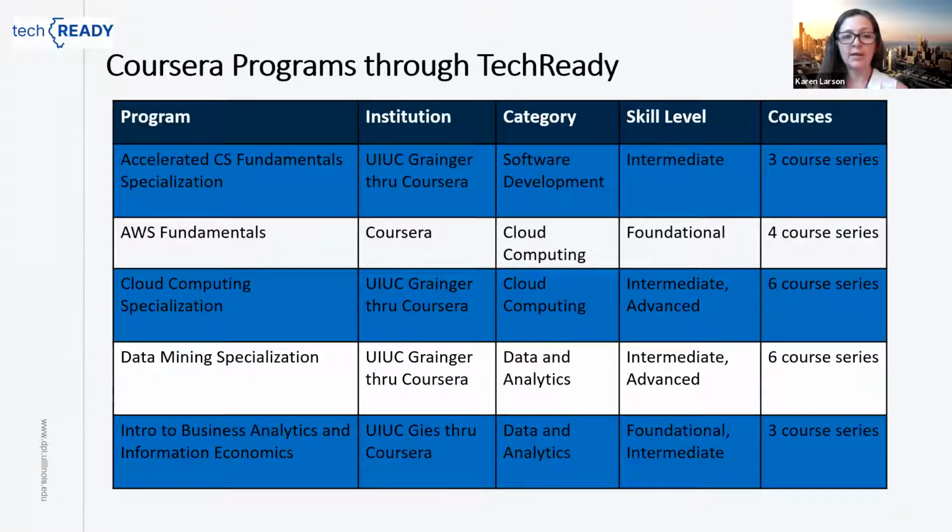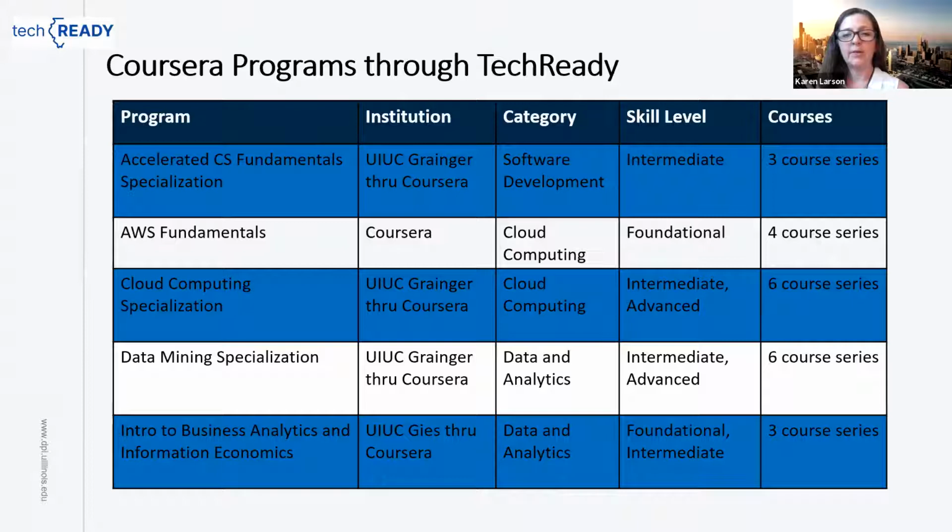The next one is AWS Fundamentals, and this is a Coursera proper program they've developed themselves, and that's in the area of cloud computing. And in that, you will develop foundational skills over a 4-course series. The third one is Cloud Computing Specialization. This is also from the Granger College of Engineering, and that is in cloud computing, developing intermediate to advanced skills over a 6-course series. So you can see some of them are a little bit longer than others.